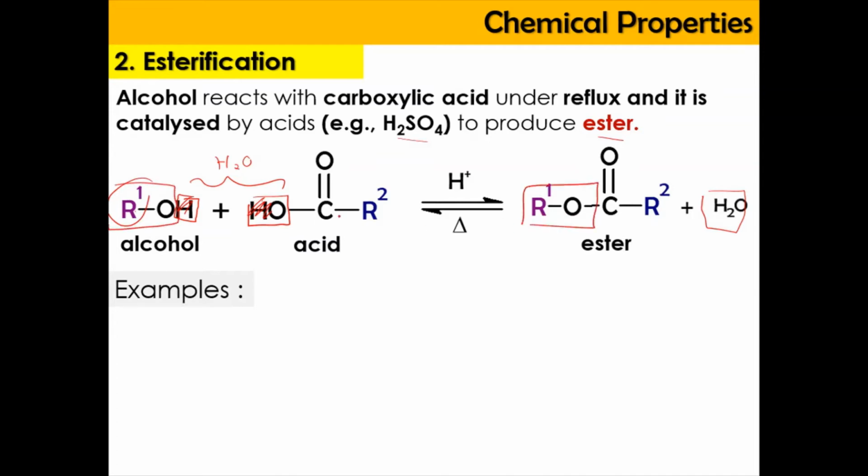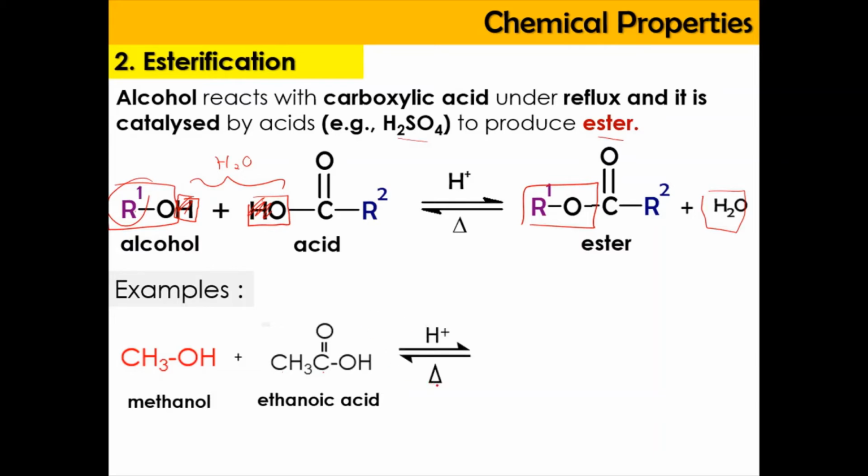Okay, so this thing is coming from here, and this is going to be attaching with C double bond O R2, and the byproduct is going to be water. Okay, so now let us look into the example here. Let's say we have methanol, and we react that with ethanoic acid under acid-catalyzed reaction with reflux. What we're going to produce is an ester.